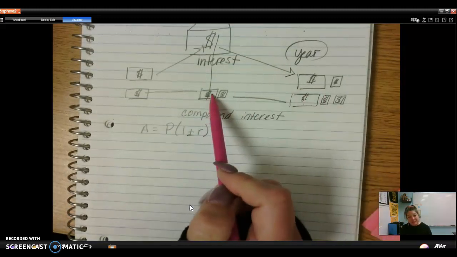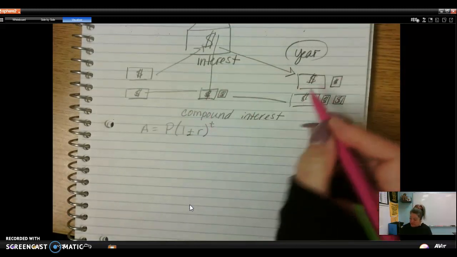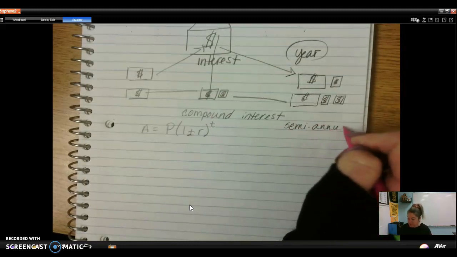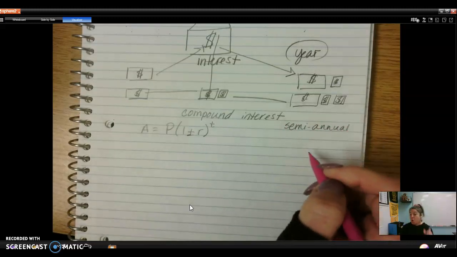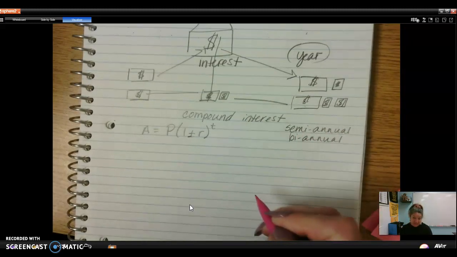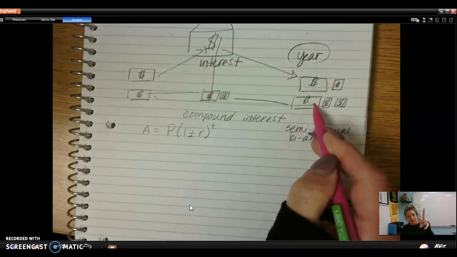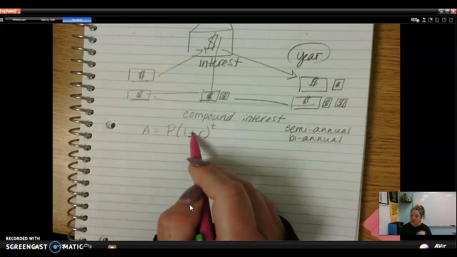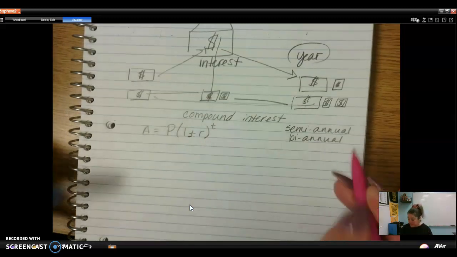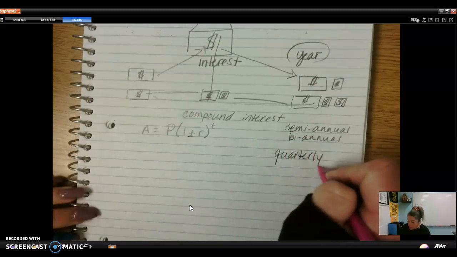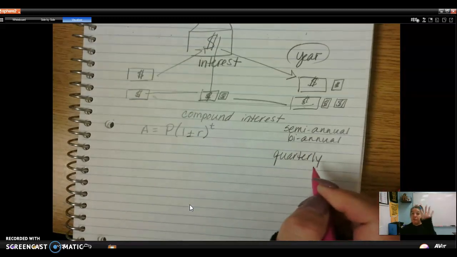If they compound it in the middle of the year, it's called semi-annual compounding, or it might be called biannual. And if that's the case, then they've compounded your interest twice in 1 year. And so that's a different formula. It's not this formula anymore. Sometimes they might compound your interest what is called quarterly. So that means they're going to do it 4 times a year.